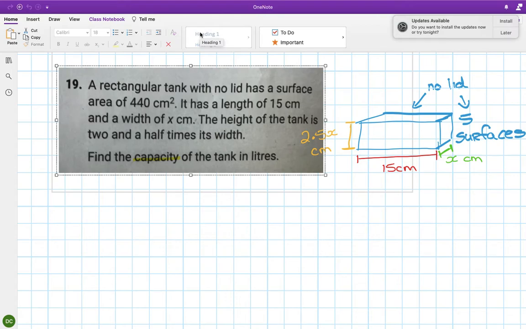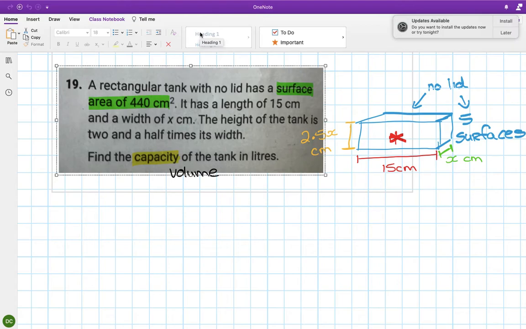Find the capacity of the tank. Sorry. So capacity is just a fancy word for volume. Okay. So they've given us surface area, right? Which means we're going to have to use the surface area to figure out the x. And then once we've figured out the x, we can do the volume. So we can't do the volume directly because we just don't have enough information. We could do it in terms of x, but that's not really going to help us.